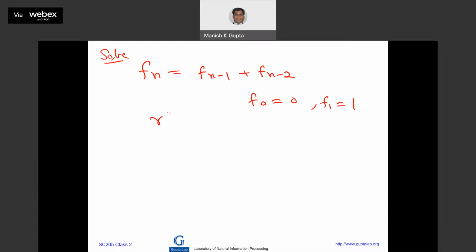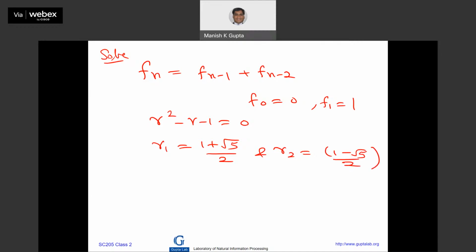So the roots of the equation: I need to look at r square minus r minus 1 is equal to 0. r1 is (1 plus root 5) by 2 and r2 is (1 minus root 5) by 2. Solving this equation by Shridharacharya formula is very easy. If something can be solved, I don't like it, it should be over Z4, Z5, then only you like it, right?